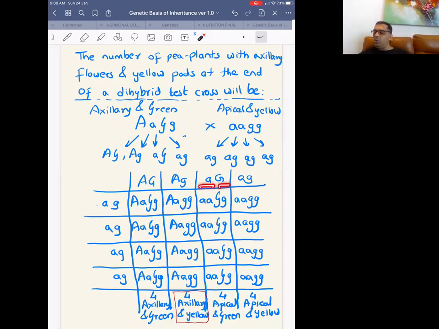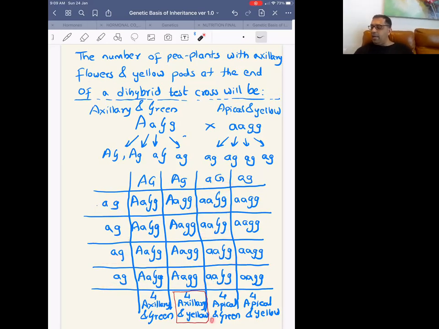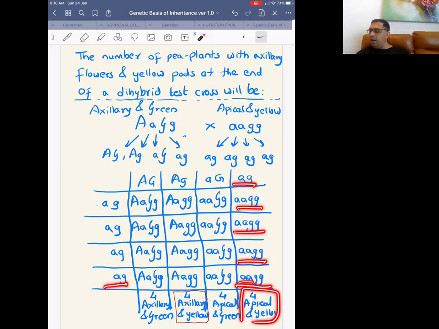Small a capital G with small a small g will become small a small a, capital G small g. And these four will become small a, capital G, small g. So 4 will be apical because of small a, but green because of capital G. And small a small g with small a small g will become small a small a, small g small g. So these four are small a, apical, small g, yellow.